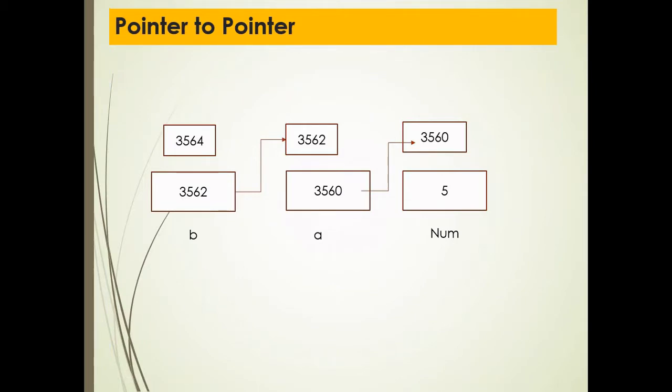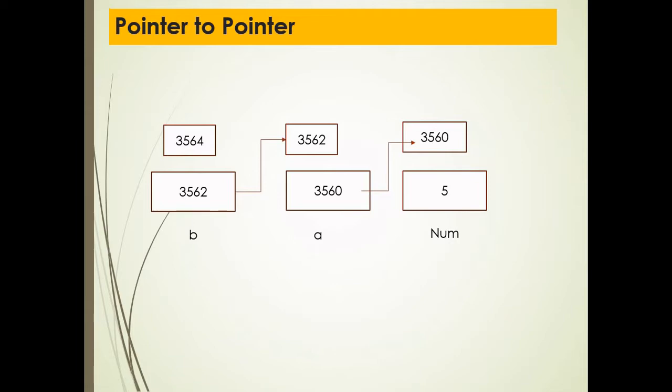Now see another example of pointer to pointer. Here I have taken three variables, that is B, A and num. So with the help of the diagram you just see here, B contains the address of A and A contains the address of num, because here there are three variables B, A and num. All the variables have their own unique address. Here the address of B is 3564, the address of A is 3562 and the address of num is 3560.